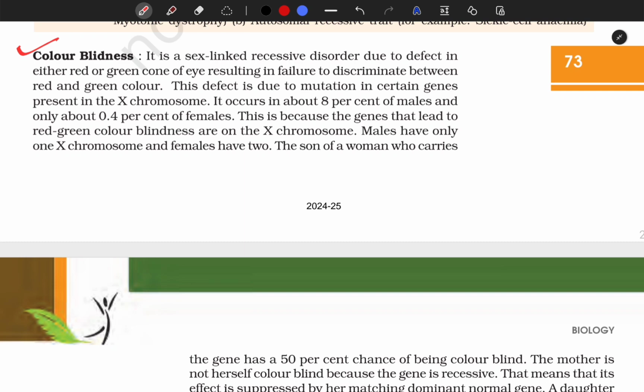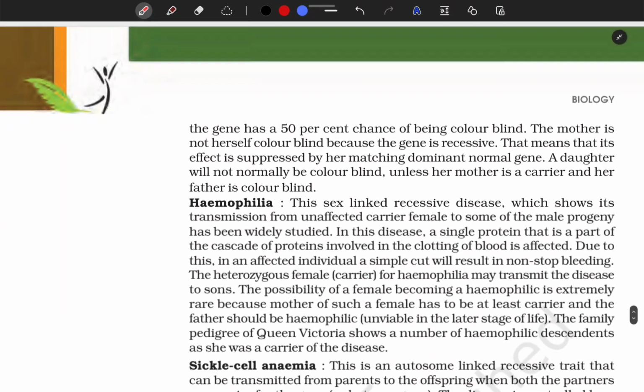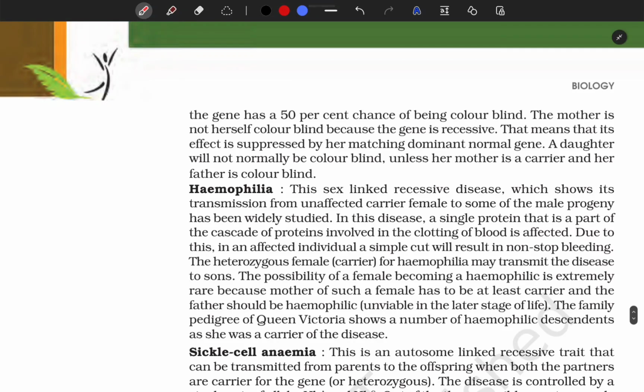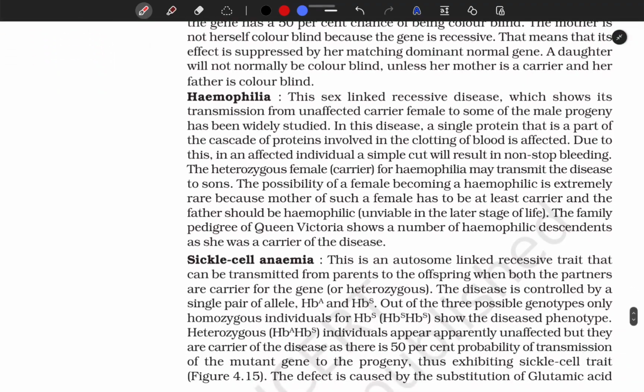Males have only one X chromosome and females have two. The son of a woman who carries the gene has a 50% chance of being colorblind. The mother is not herself colorblind because the gene is recessive. That means that its effect is suppressed by her matching dominant normal gene. A daughter will not normally be colorblind unless her mother is a carrier and her father is colorblind.